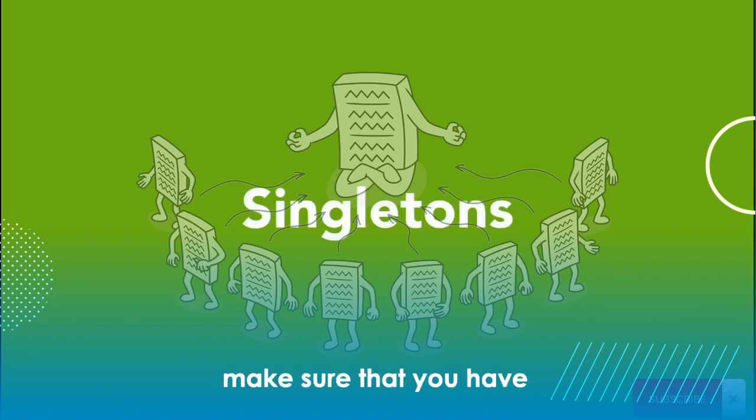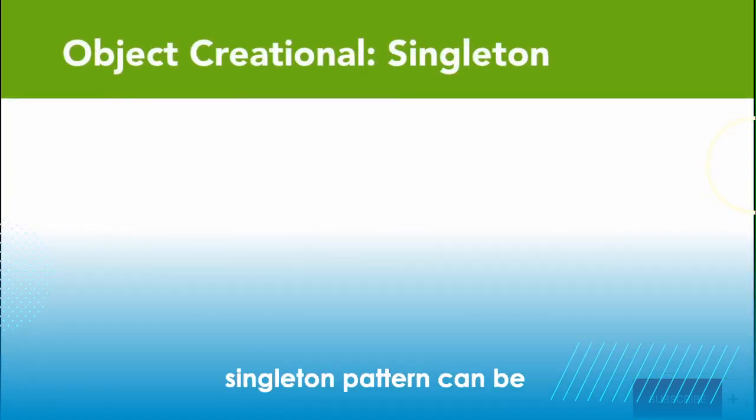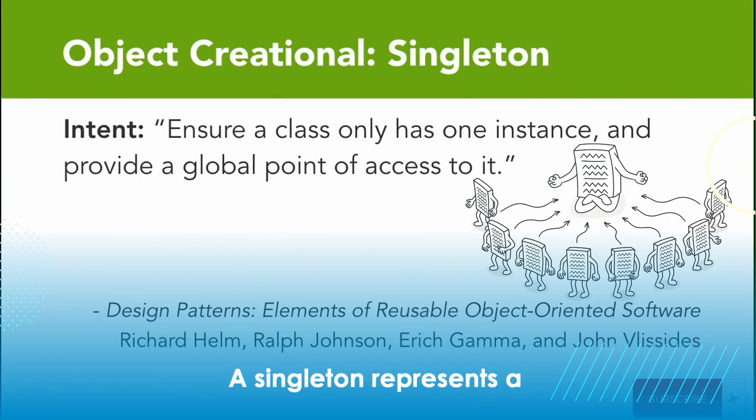Sometimes you need to make sure that you have one and only one instance of an object. This is where the singleton pattern can be useful. A singleton represents a single instance of an object. Only one can be created, no matter how many times the object is instantiated. If there's already an instance, the singleton will not create a new one.